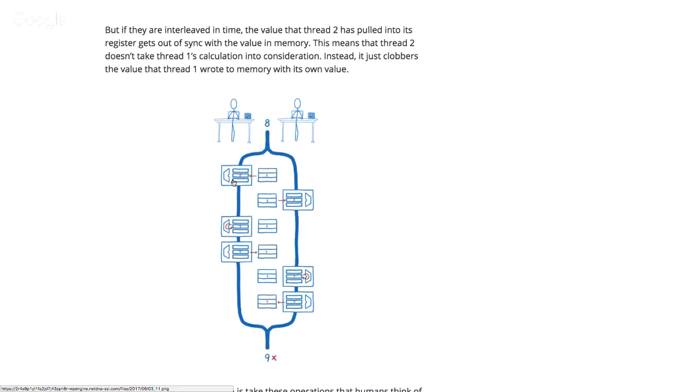I think if you see this one, the middle part of it is the long-term memory or RAM. Both of them pulled value 8 into their own registers, and then the left one incremented it, and the left one pushed it back into long-term memory, and then the right one also incremented its own register to 9 and then pushed it back. So this is not what we are expecting. We are expecting to see value 10 there, but we end up seeing 9.